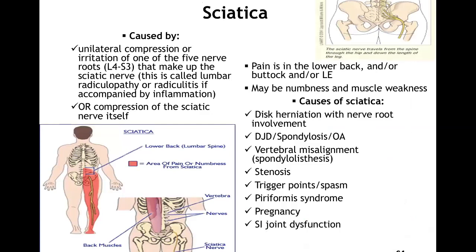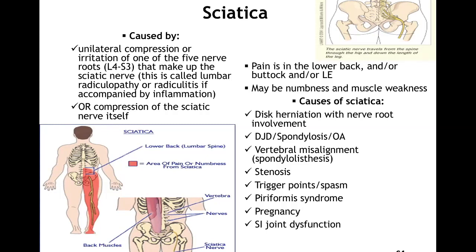Then we move on to sciatica. Sciatica is caused by a compression, or it can be irritation of one of the 5 nerve roots from L4 to S3 that make up your sciatic nerve. This is also referred to as lumbar radiculopathy or radiculitis if it's accompanied by inflammation. So if it's just pain that's going down the leg, it's called radiculopathy, but if there is inflammation present, then it can be referred to as radiculitis.